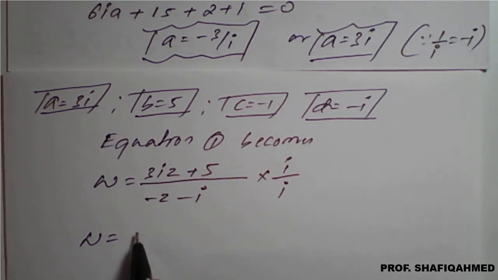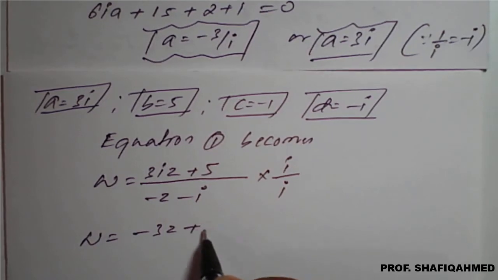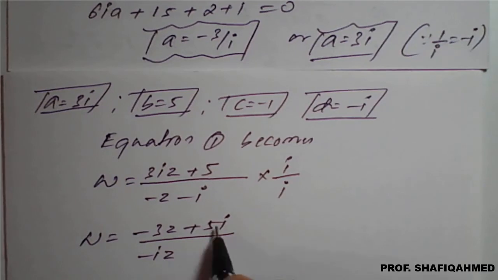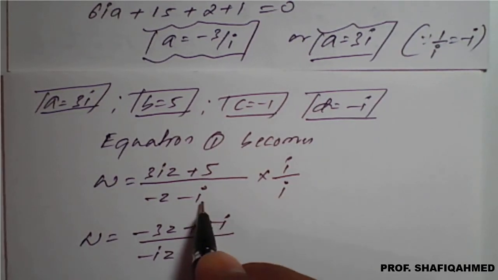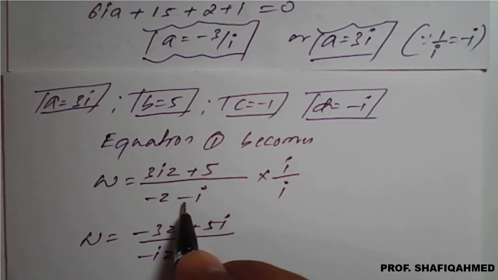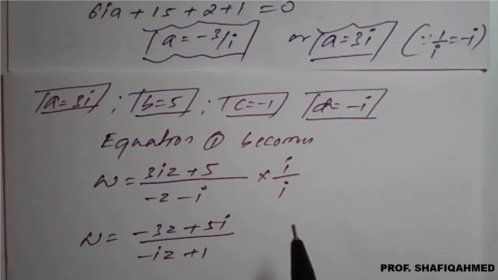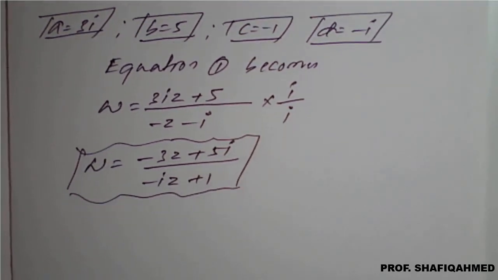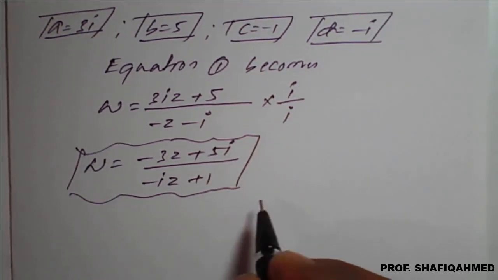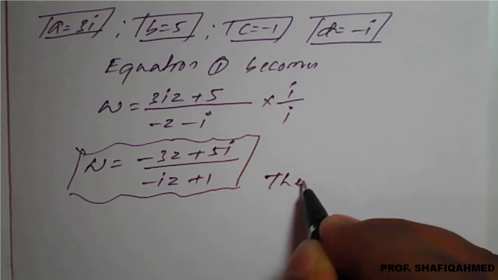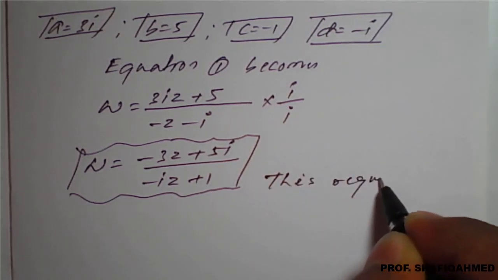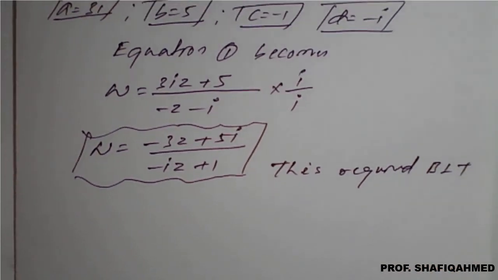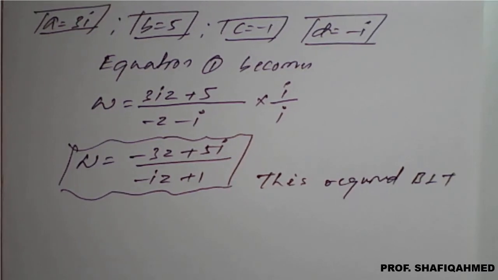i square is minus, so it will become -3z plus 5i divided by, if you multiply i, -iz. So i into i is i square, which is nothing but minus 1. That minus and this minus will become +1. So this is also a possible result for our bilinear transformation. So this is the required bilinear transformation.